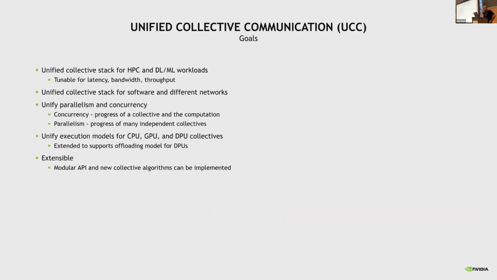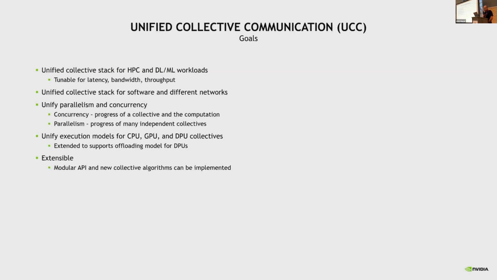A bit about UCC. It has a unified collective stack. It's not aimed just at MPI. It's not aimed just at scientific HPC, because machine learning is also part of HPC. So it's targeting both legacy HPC as well as machine learning types of workloads.